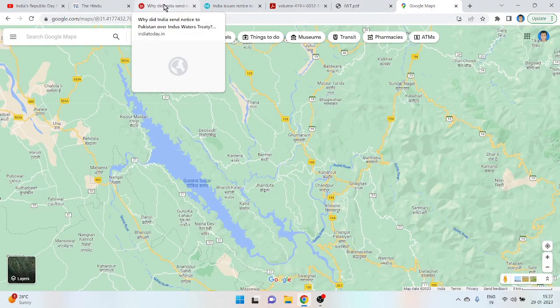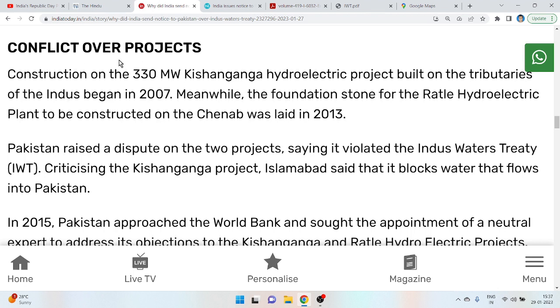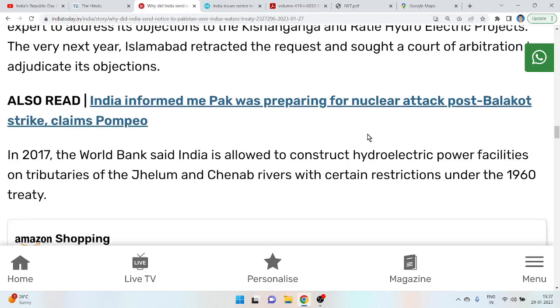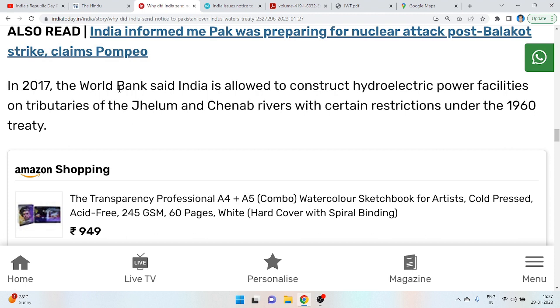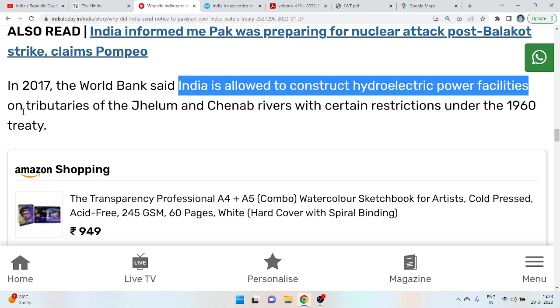So, come back to the news. Conflict over project. Construction on the 330 megawatt Kishan Ganga hydroelectric project. Okay, I have already told you this. Now, very important is this. In 2017, the World Bank said India is allowed to construct hydroelectric power facilities on tributaries of the Jhelum and Chenab rivers with certain restrictions under the 1960 treaty. As India was already planning to start construction of these two dams, after continuous protest by Pakistan, the World Bank finally gave its verdict.